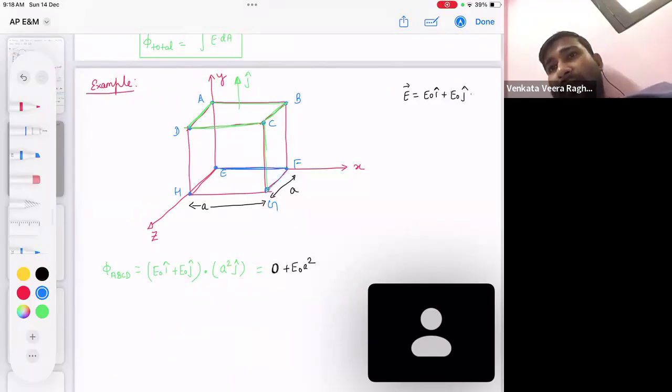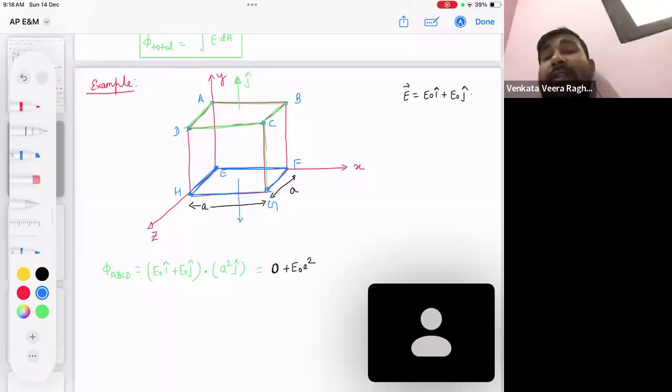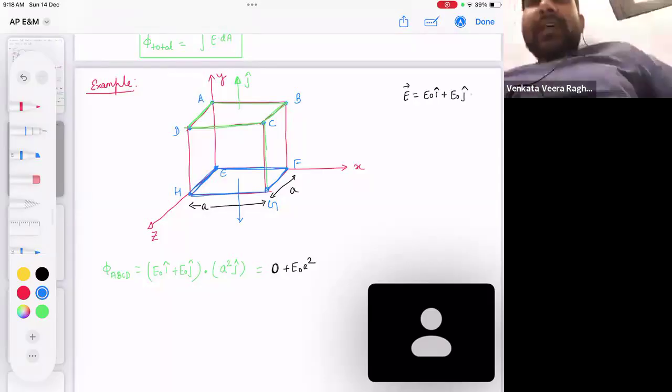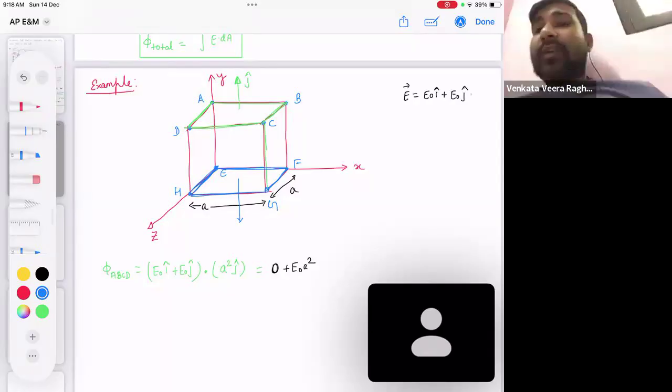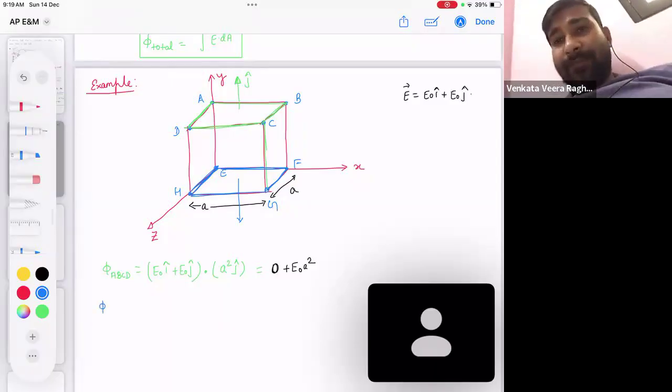For EFGH, what is the area vector? It is always outward from the center and normal to the surface. It will always be outward and normal to the surface. So for the EFGH face, can you say that the flux is the same, but this time it is negative.